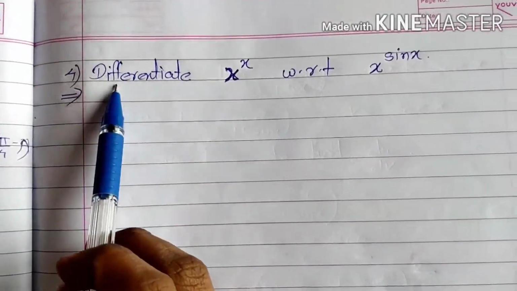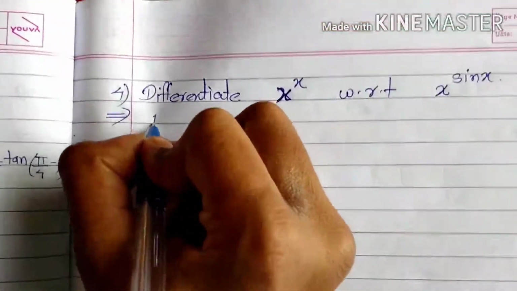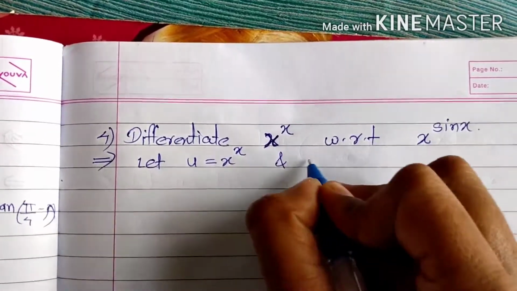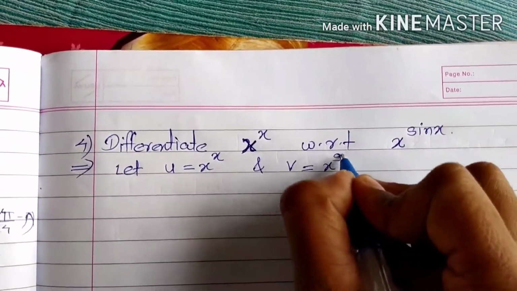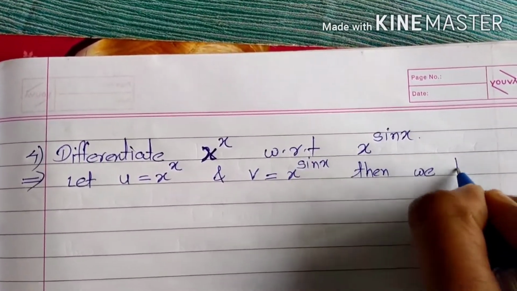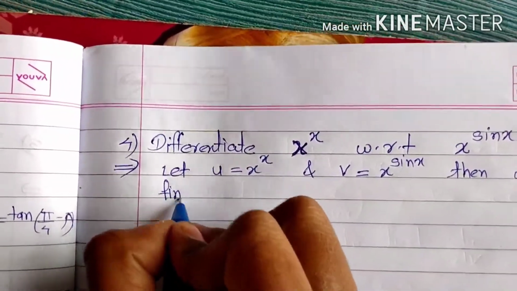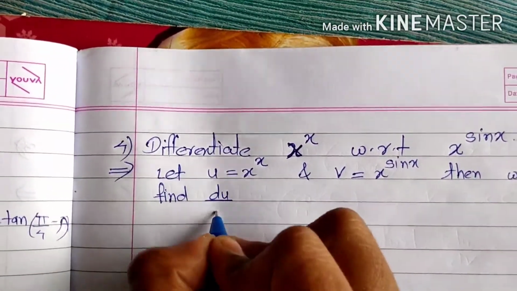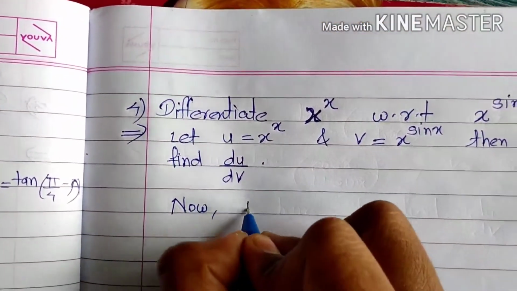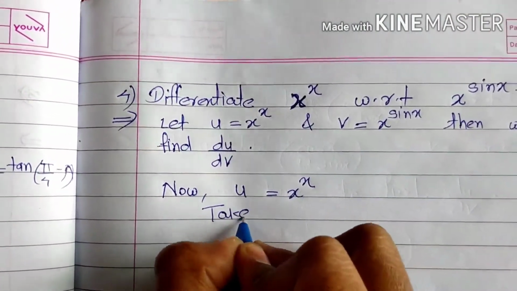Example is differentiate x raised to x with respect to x raised to sin x. Let u is equal to x raised to x and v is equal to x raised to sin x. Then we have to find du upon dv. Now u is equal to x raised to x. Take log on both sides.